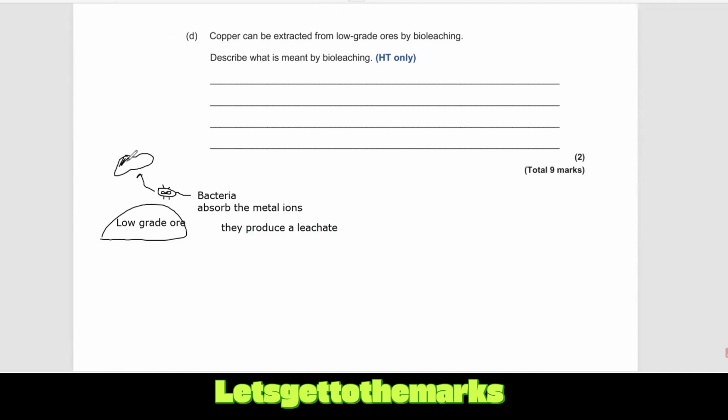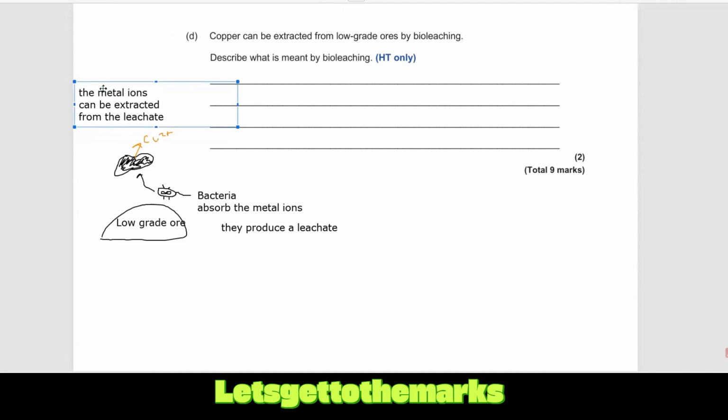Okay, so they produce a liquid that seeps out of their body. And in that liquid are our lovely metal ions, like copper ions. Now, how do we get the copper ions out of the liquid? That's another process. The metal ions can be extracted from the leachate, and you will get questions that ask you this. And there are two ways to extract metal ions from the leachate.